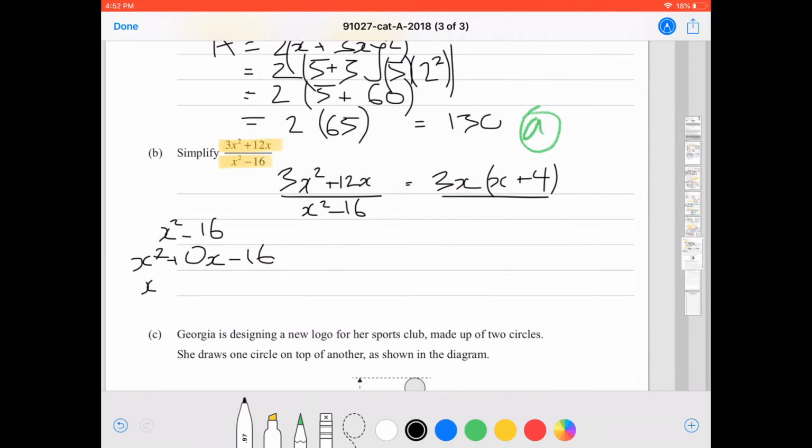They are positive 4 and negative 4. Okay, it helps to know of the difference between squares and be able to recognize it. You might have, for example, x squared minus 9 or x squared minus 64. You know, first case it will be plus 3 minus 3, and for the second one it will be plus 8 minus 8. So we've got x plus 4 and x minus 4.